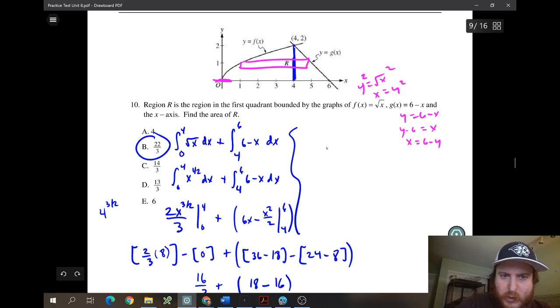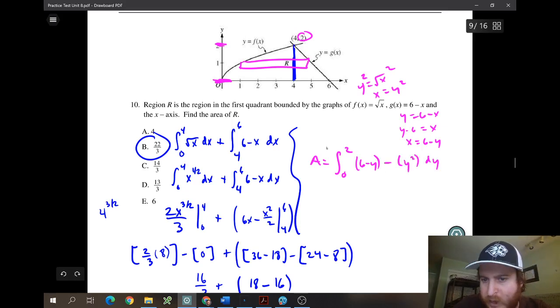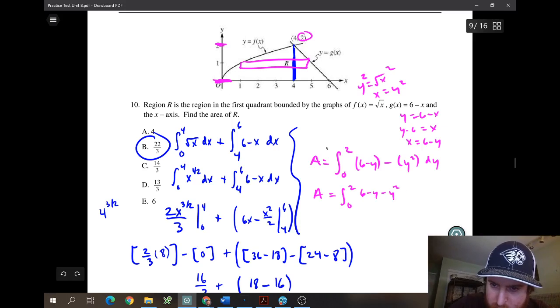And our endpoints would be the y values, 0 and 2. So we could say that the area of this is the integral from 0 to 2 of, now the right side is the g one, so 6 minus y, that's the right side, minus the left side, y squared, dy. And the integral actually ends up being a little bit easier, I think. So integral from 0 to 2 of 6 minus y minus y squared dy. So we get 6y minus y squared over 2 minus y cubed over 3 from 0 to 2.